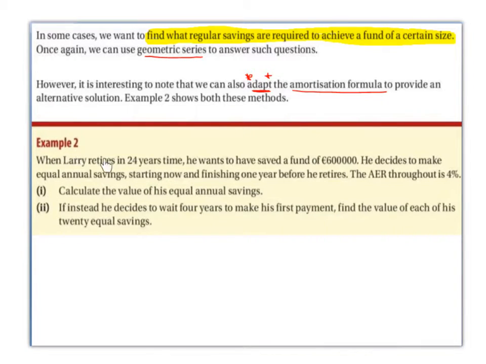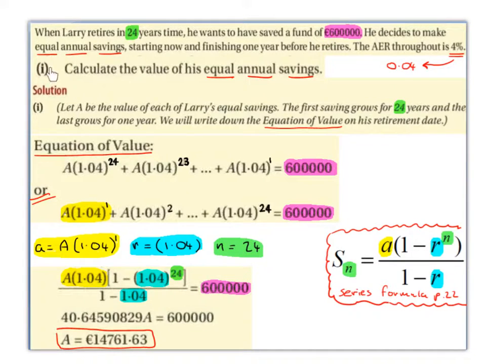When Larry retires in 24 years' time, he wants to have saved a fund of €600,000. He decides to make equal annual savings starting now and finishing 1 year before he retires. The AER throughout is 4%. Part 1. Calculate the value of his equal annual savings.